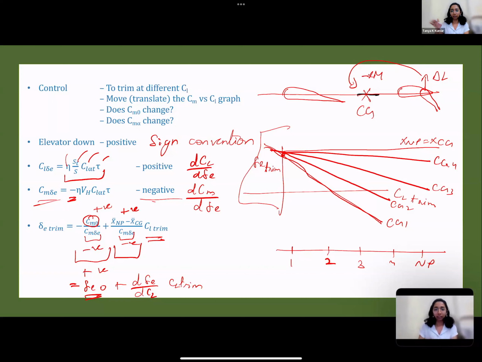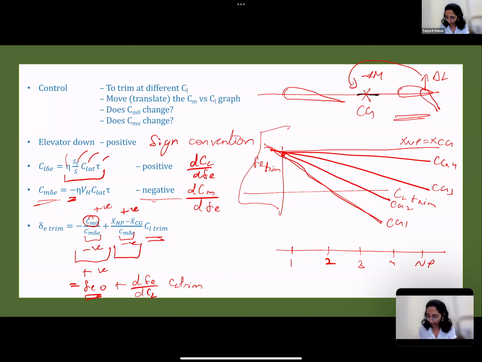So when you deflect your elevator down, like I've drawn here, it changes the camber of the airfoil. When it changes the camber of the airfoil, what happens? Lift is produced. There is a change in the lift produced. So you have a positive delta L, correct? There's an increase in the lift in the upward direction. So when I deflect the elevator down, it increases the camber, produces lift in the upward direction, and hence your CL delta E.